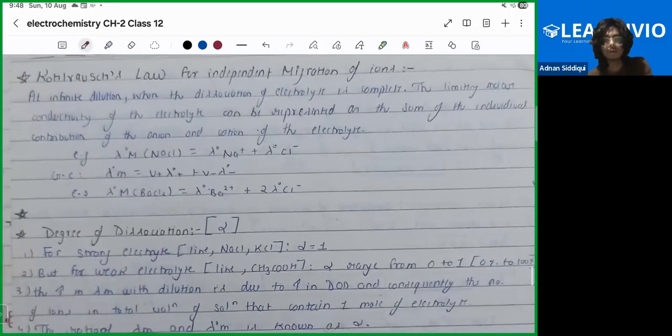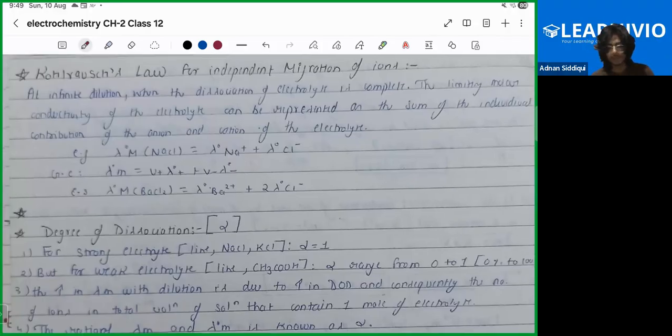Okay, so what is Kohlrausch law? At infinite dilution, when the dissociation of the electrolyte is complete. So you have to wait till your electrolyte is completely dissociated into its ions. The moment that happens, what can you do? You can find the limiting molar conductivity of the electrolyte. What is the limiting molar conductivity? Basically the molar conductivity at infinite dilution can be represented by the sum of the individual contributions of the anion and cation of the electrolyte.